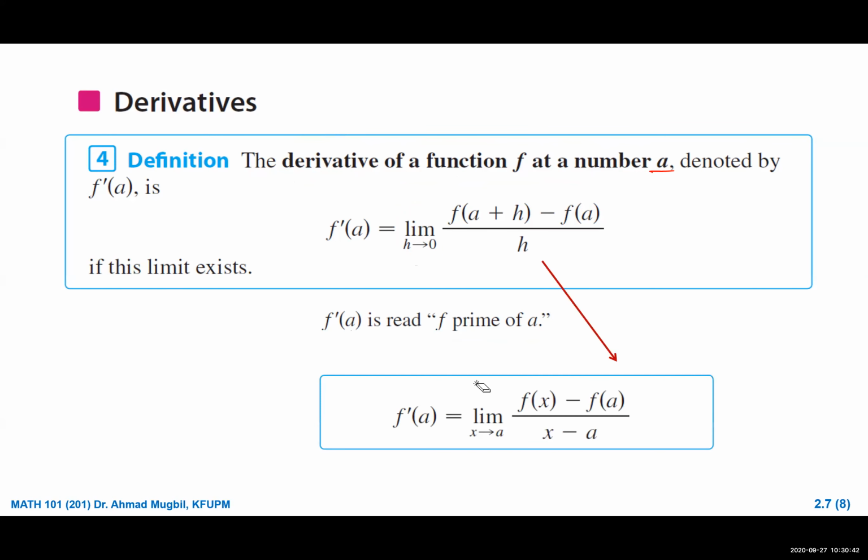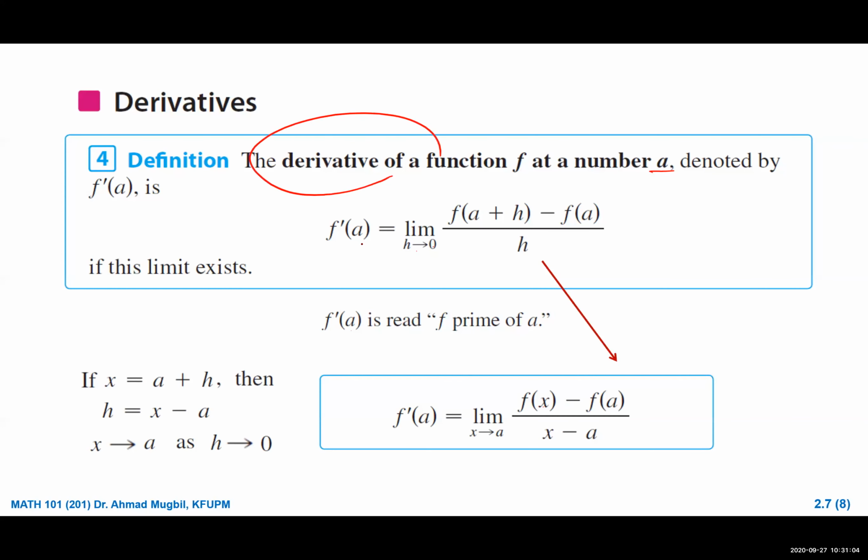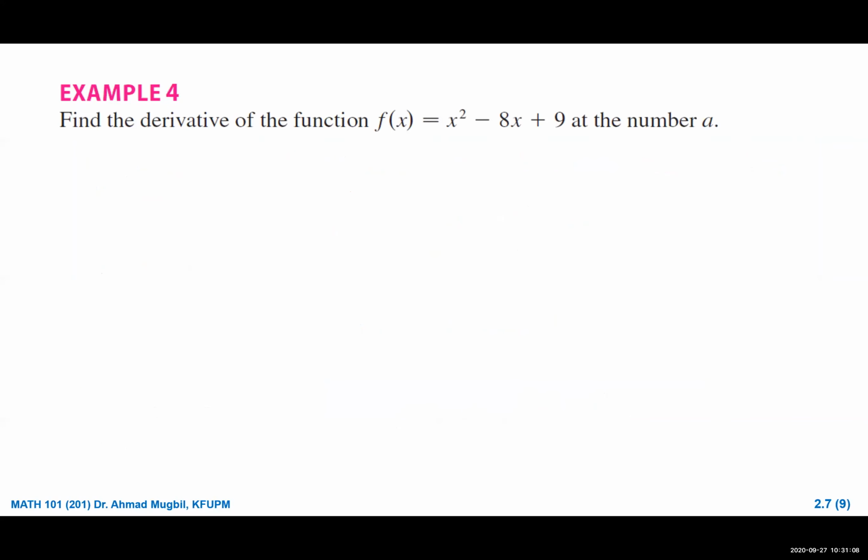There is another way to write this one, again by the same way. What you will do, you will put a plus h equals to x. This a, when x goes to a, h will go to 0. So when h goes to 0, this will go to a. X goes to a. You can use this form or this form for the definition of the derivative. Now we have a definition for the derivative, but it is still a limit.